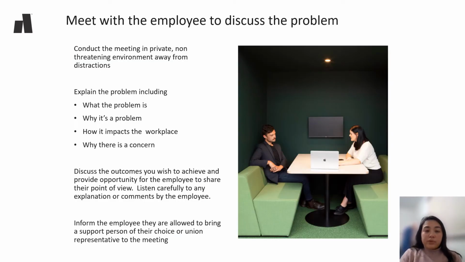When we book in a time to meet with the employee and have a discussion, I would recommend booking a private room, making sure the office or the boardroom is in a quiet place, and that no one can hear the conversation that you are going to have. In the meeting, explain the problem, including what the problem is, why it is a problem, what the impact of their behavior is, and how it is impacting the workplace.